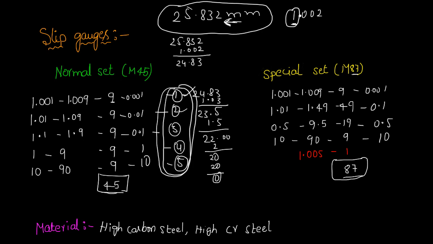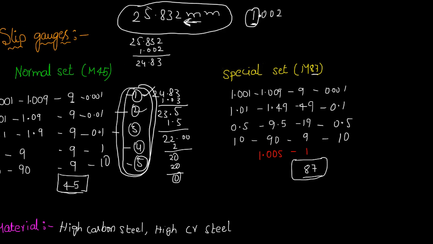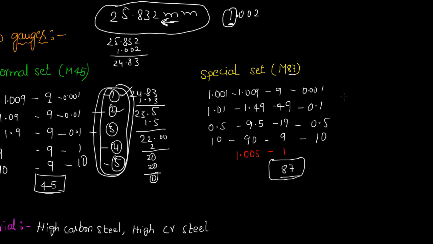Now come to the special set. Now you can understand the importance of the special set. I want to build the same dimension, 25.832. Always remember the thumb rule: always come from the last. That means 1.002. Is it available in the special set? Yes, it is available, 1.001 to 1.009. Definitely there will be 1.002. So I am taking one slip gauge from this first range.